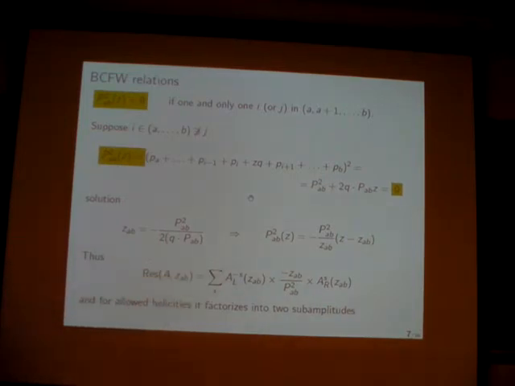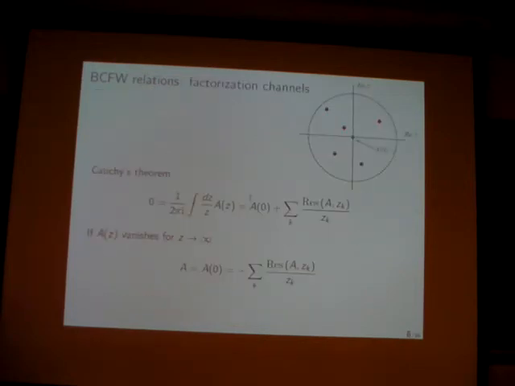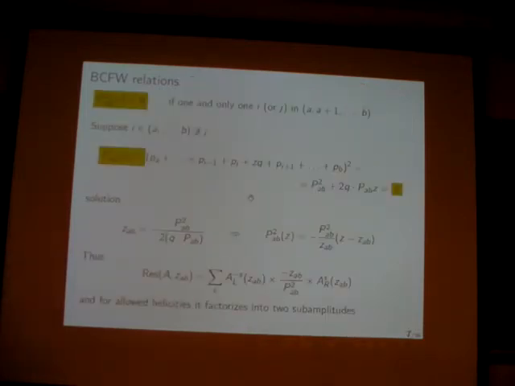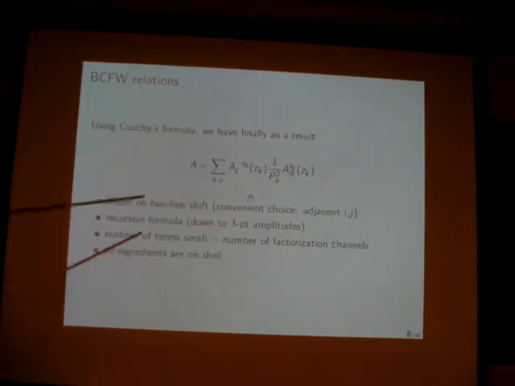And then let me return back. Let me remind you what we are after. We are after the amplitude, the sum of the residues. So we know what the residue is, here we calculated it, so we put it back into this formula, and this is the result. So this is the famous BCFW relation.